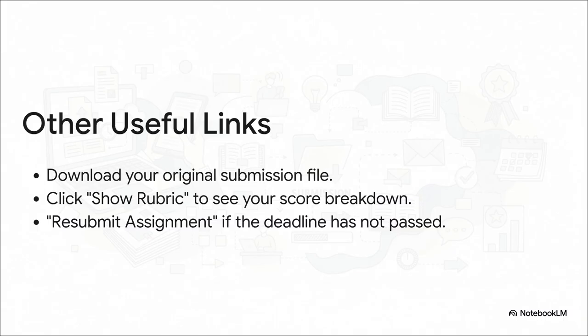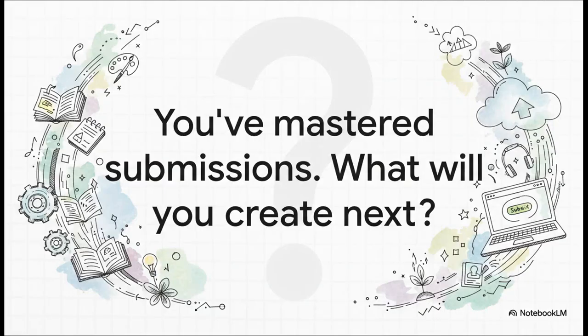The submission details page has a few other handy tools too. You can download the exact file you submitted, which is great for your records. If your instructor used a rubric, you can click Show Rubric to see exactly how you were scored. And hey, if your instructor allows it, and it's before the due date, you might even see a Resubmit Assignment button. And just like that, you've got this.